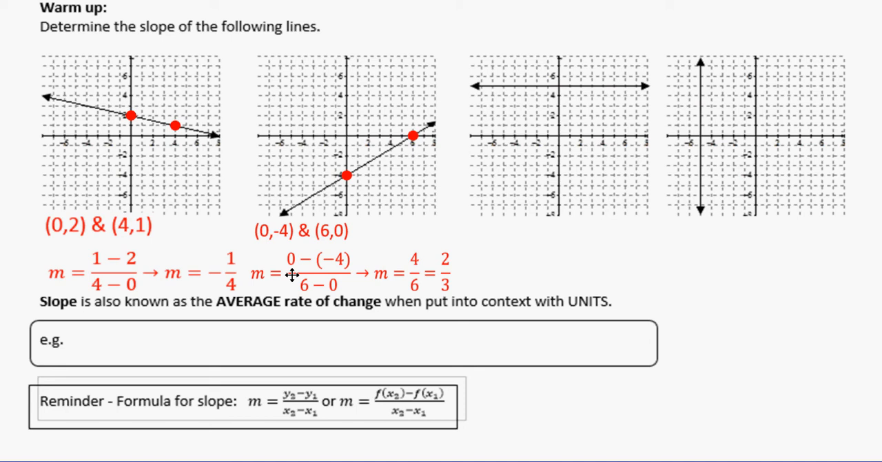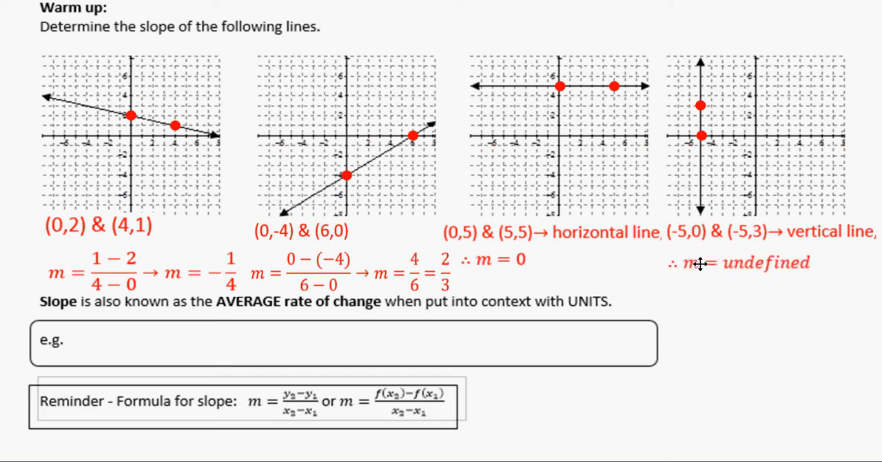Next one, special case, choose 2 points. I again will use the y-intercept, and another point over here, so (0, 5) and it looks like (5, 5). Horizontal line, the slope of a horizontal line is always, from your grade 9 notes, 0. Over here, I've got an x-intercept of (-5, 0), and another point here, (-5, 3). It's a vertical line, and recalling our grade 9 class, a vertical line has a slope that is undefined.